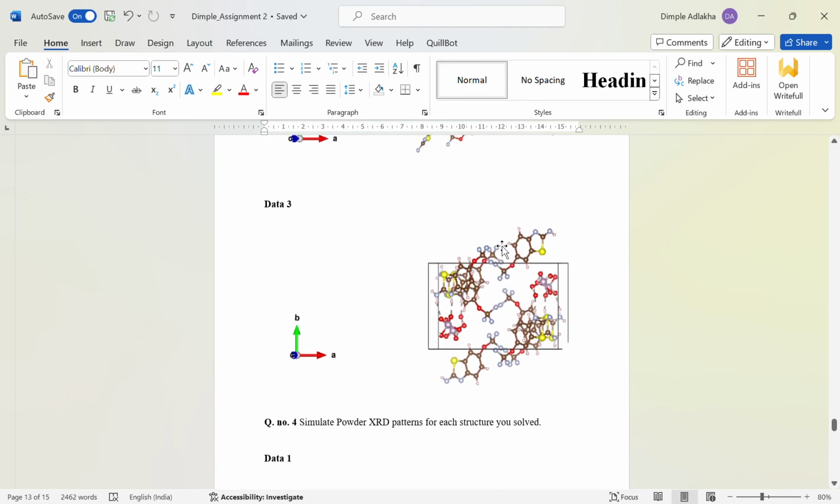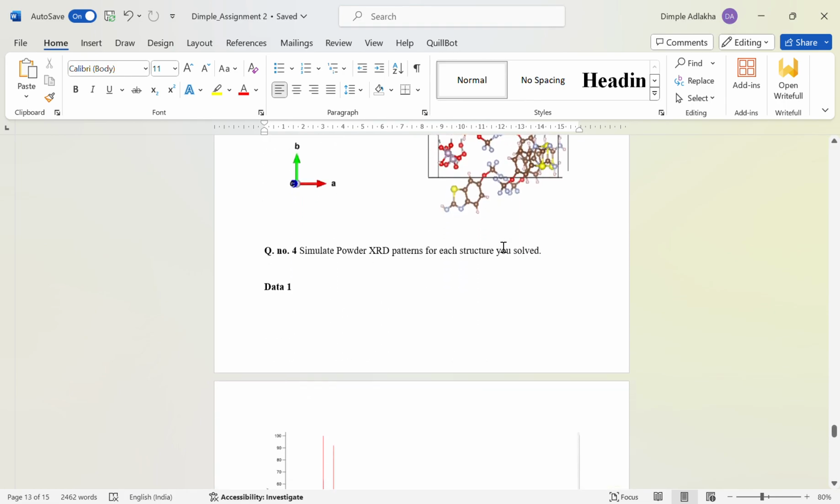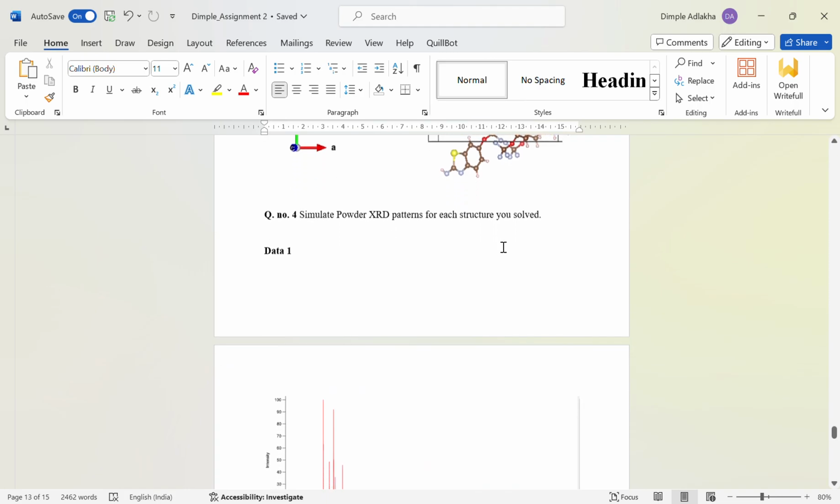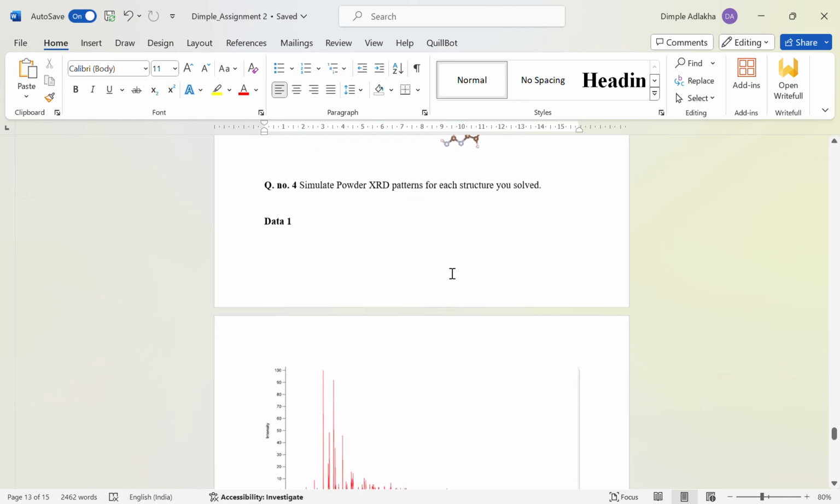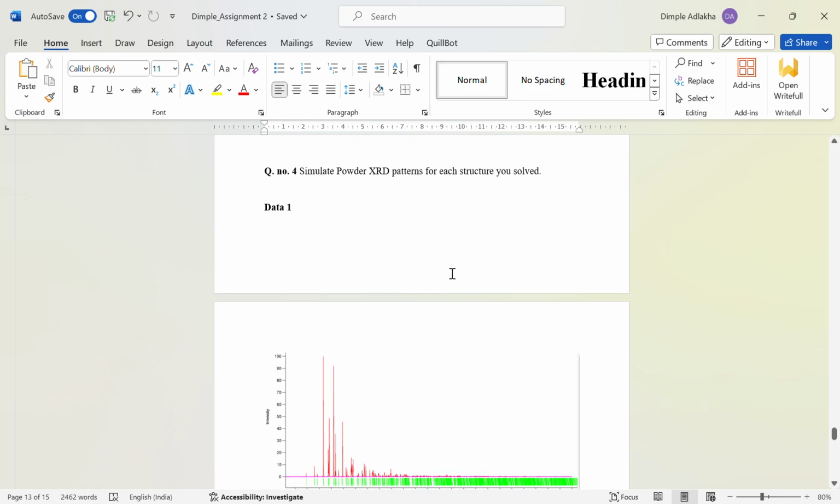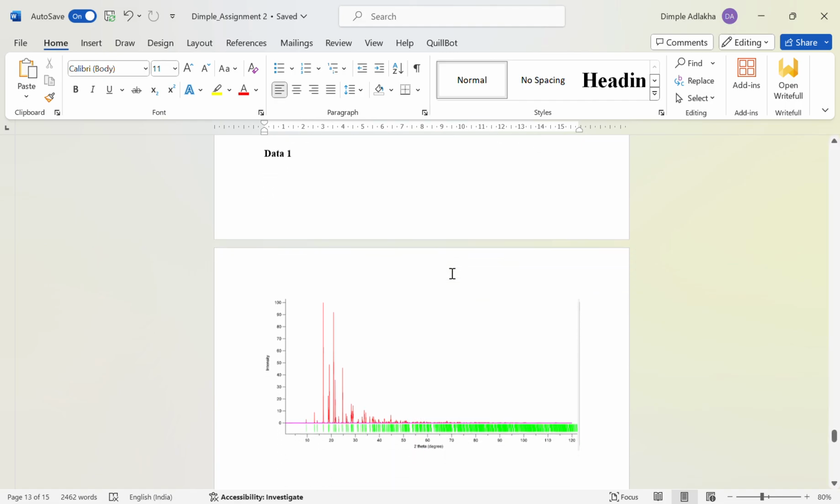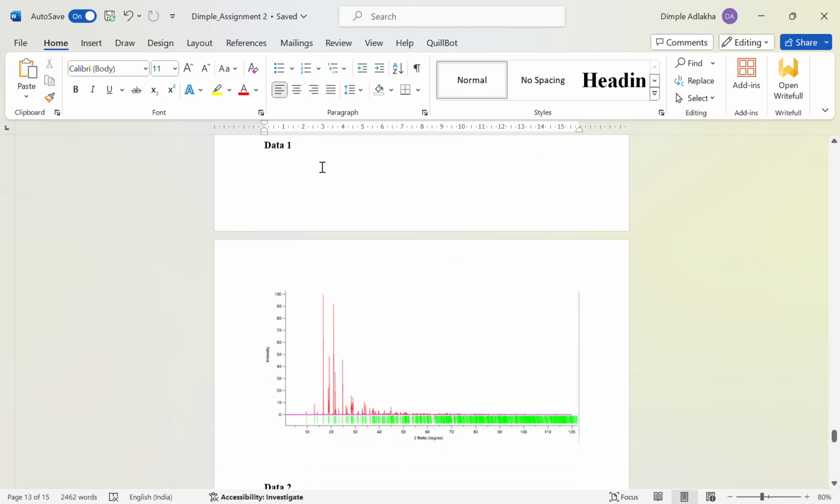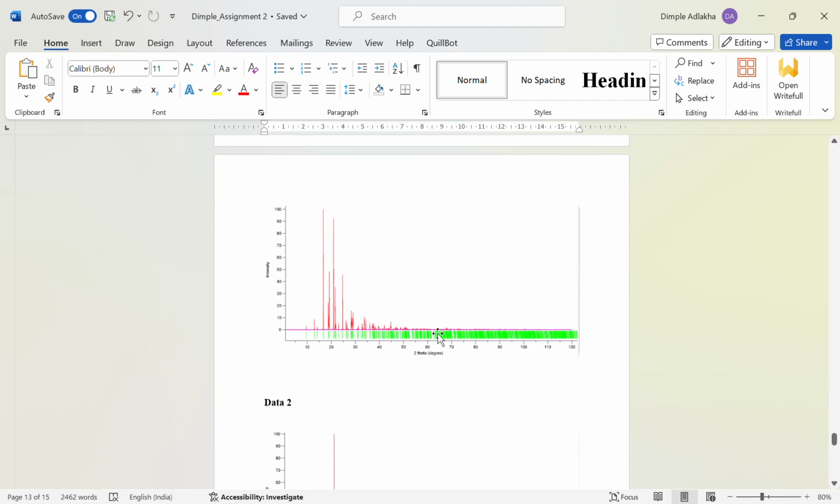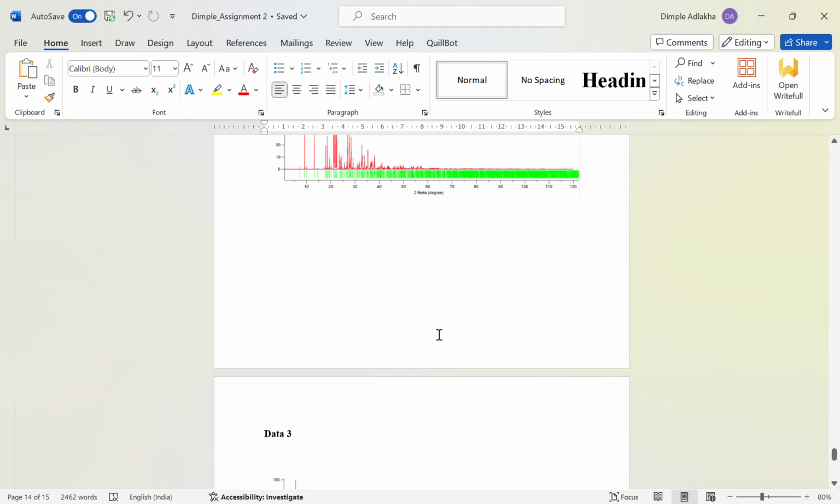The next question was to simulate the XRD patterns for each of the structures solved. For this also we used the Vesta software. To simulate the powder XRD patterns, we just uploaded the files and we got these powder XRD patterns. This was the powder XRD pattern for data 1, for data 2, and this was for data 3.